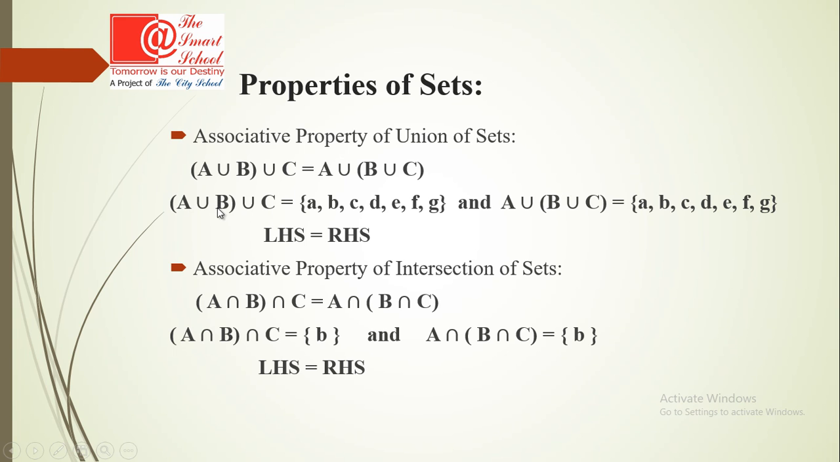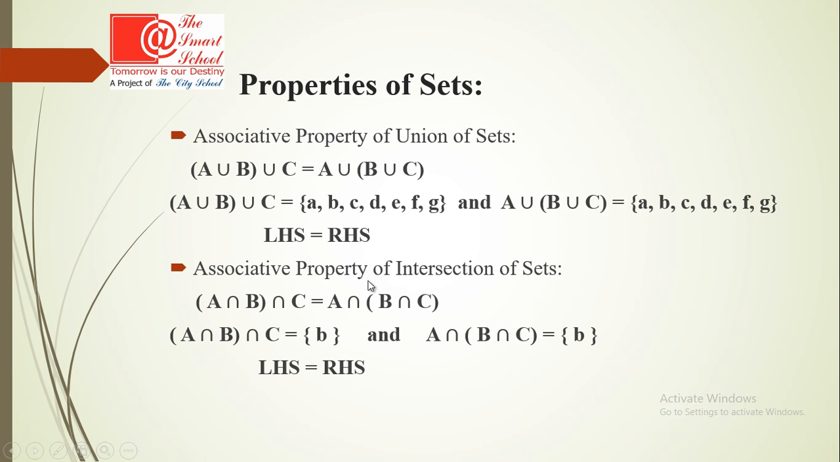Like A union B and then union C, the answer is A, B, C, D, E, F, G. And if we do B union C first, then union A, the answer will be the same. So we can say left hand side is equal to right hand side. So the property is proved, that associative property of union of sets is a correct property. Yes, it happens, it exists.